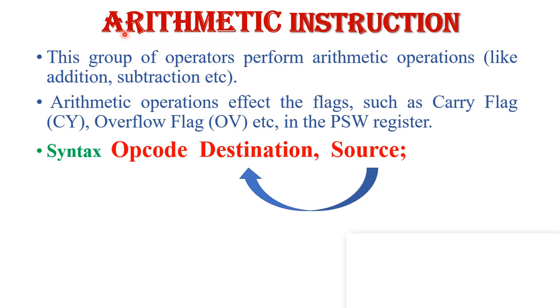The next group is arithmetic instructions. By using arithmetic instructions, we perform basic arithmetic operations such as addition, subtraction, multiplication, division, increment operation, decrement operation, etc. These arithmetic operations affect flags such as the carry flag, overflow flag, and auxiliary carry flag in the PSW flag register. This is the syntax of an arithmetic instruction or any instruction: on the left-hand side the opcode is given, and on the right-hand side the operands.